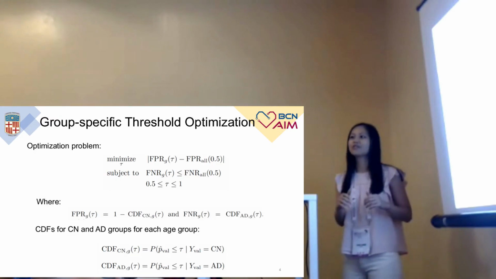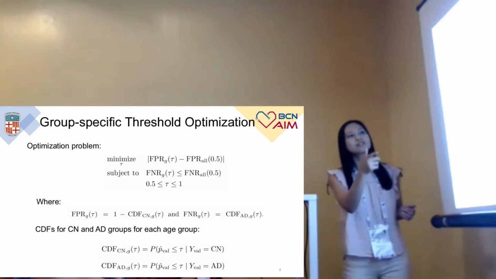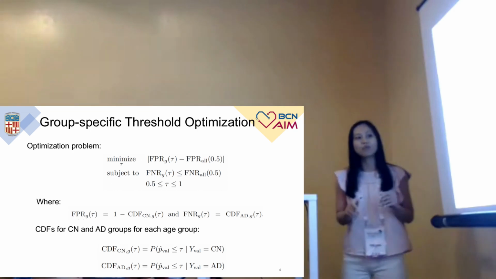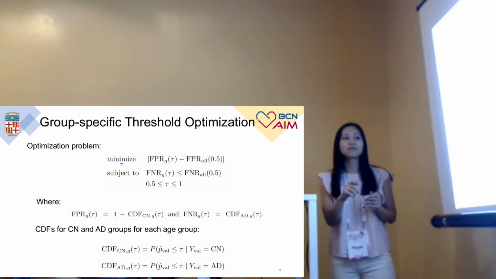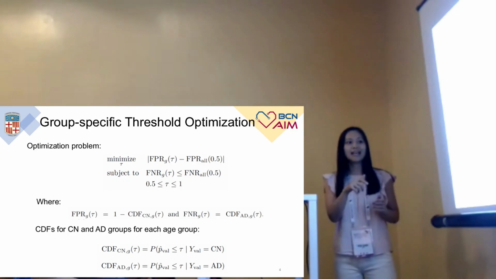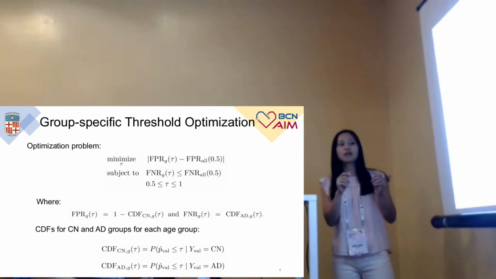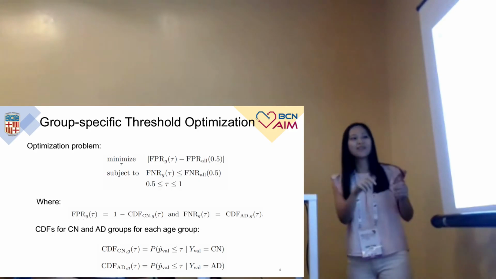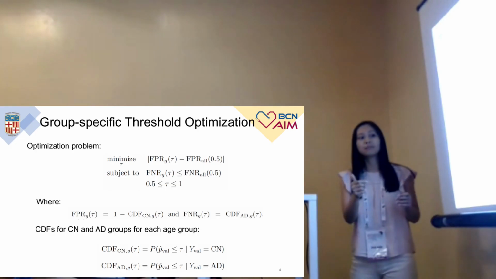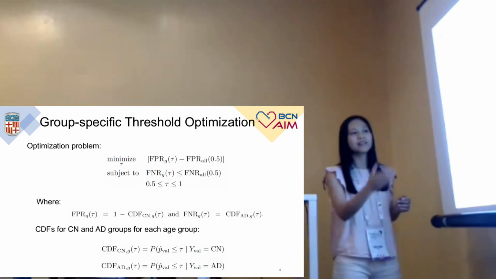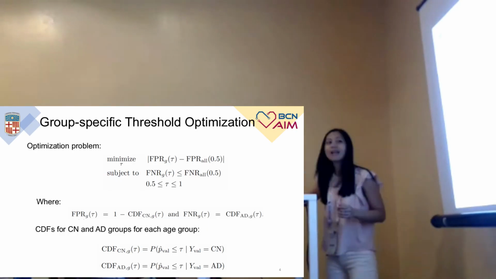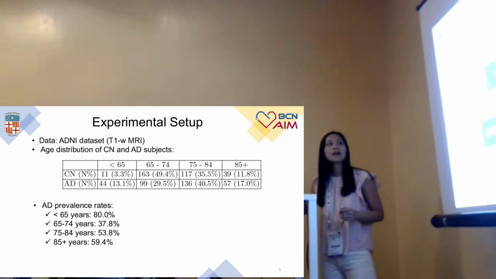So imagine you have a trained model, you have a validation set, and you have this optimization problem. How do you solve this to get the optimal threshold? In this study, we use the CDF, the cumulative distribution function, of predictive probability for AD positive samples and for CN, cognitively normal, samples. In the validation set, within each older age group, we calculate their false positive rates and false negative rates, and I'm showing the formula in the slide.